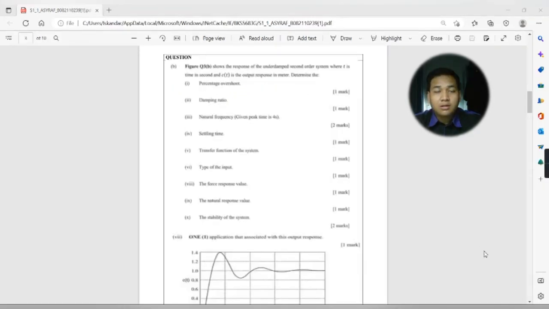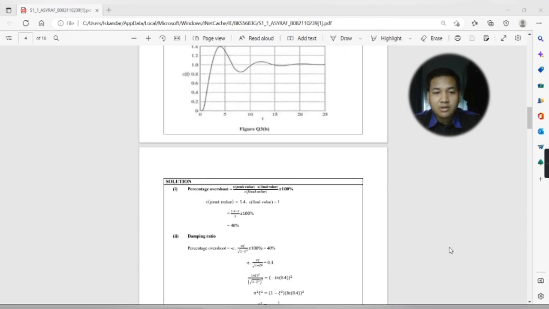Question B. The question asks: Figure Q3b shows the response of the underdamped second order system, where t is time in seconds and y is the output response in meters. Determine the percentage overshoot, damping ratio, natural frequency, settling time, transfer function of the system, type of the input, the forced response value, the natural response value, and stability of the system. And the last question is one application that is associated with the output response. So we will go to the first question.